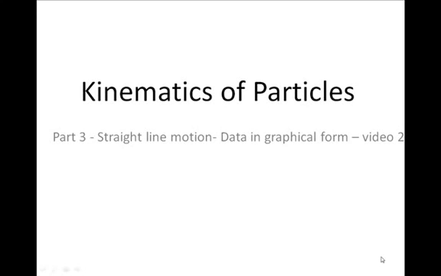This is a video on kinematics of particle. This is the third video. We are looking at straight line motion and we are going to take cases where data is given in graphical form. Now there is one more video for this case, that is data given in graphical form. You may also want to look at it.